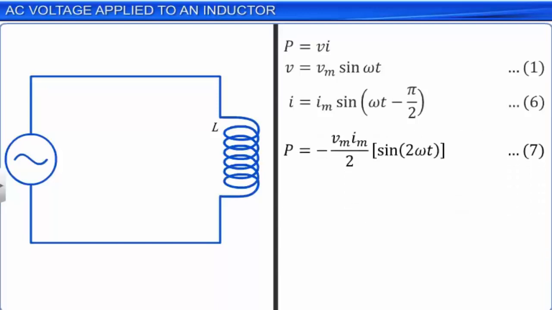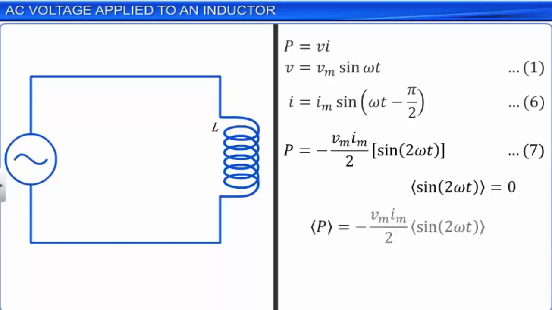As this is a time-dependent sinusoidal function, its average over one complete time period will be 0. The argument of the sine function for voltage is omega t, and for power is twice omega t. Hence, the time period for the power function is half the time period for voltage. Since the average value of sine 2 omega t over one complete cycle is 0, the power supplied to an inductor on average in an AC circuit over one complete cycle is 0.